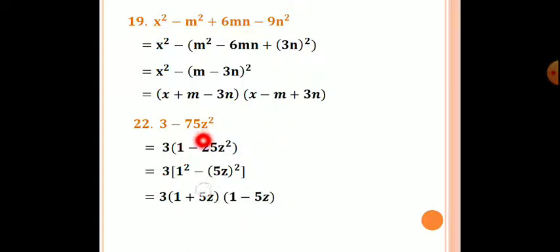Next is question number 22. 3 minus 75z square. Let us take a 3 common. What is remaining is 1 minus 25z square. Let the 3 be outside. So what we can write inside is, for 1 we can write 1 square minus 5z whole square. So taking 3 as a common, we can write this term, that is a square minus b square again, which can be written as 1 plus 5z into 1 minus 5z.